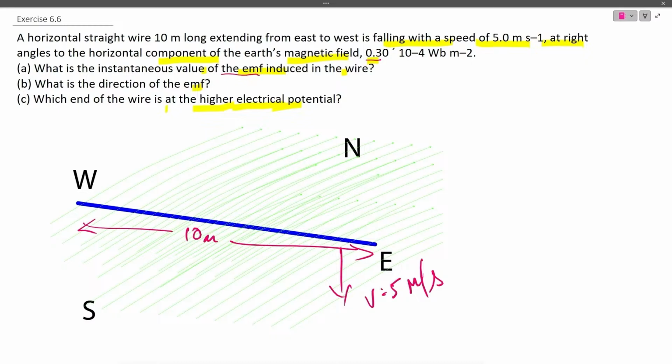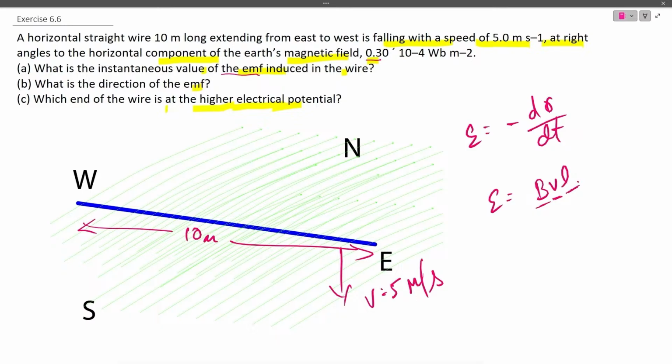So we know that when a conductor moves in a magnetic field, an EMF is induced due to the relative motion between the conductor and the magnetic field. Now Faraday's laws of electromagnetic induction says that the induced EMF is equal to minus d phi by dt. In this case, the motional EMF would be equal to BVL, where the direction of magnetic field and velocity of the wire are perpendicular to each other, and L is the length of the wire.